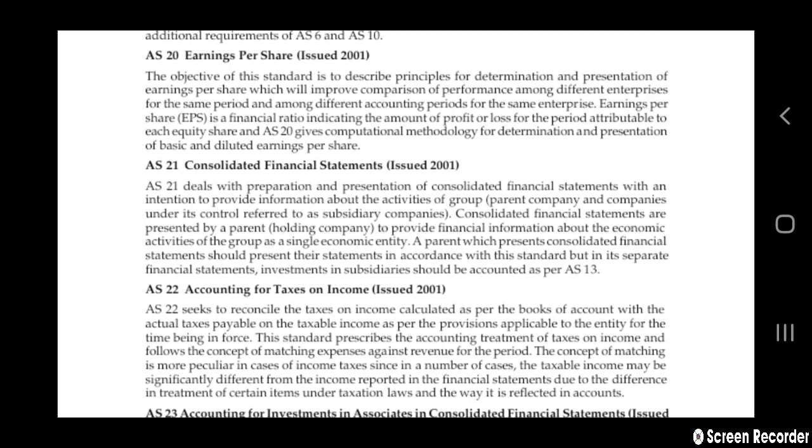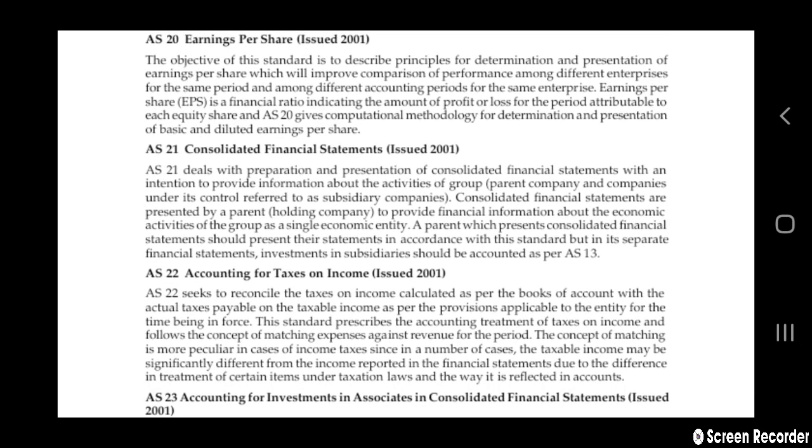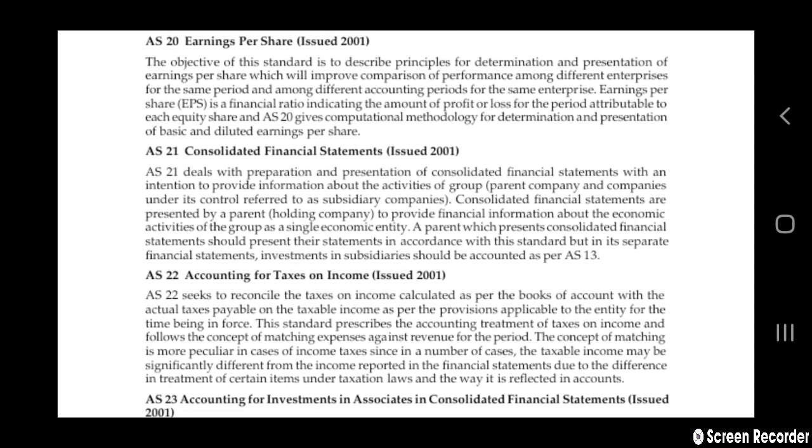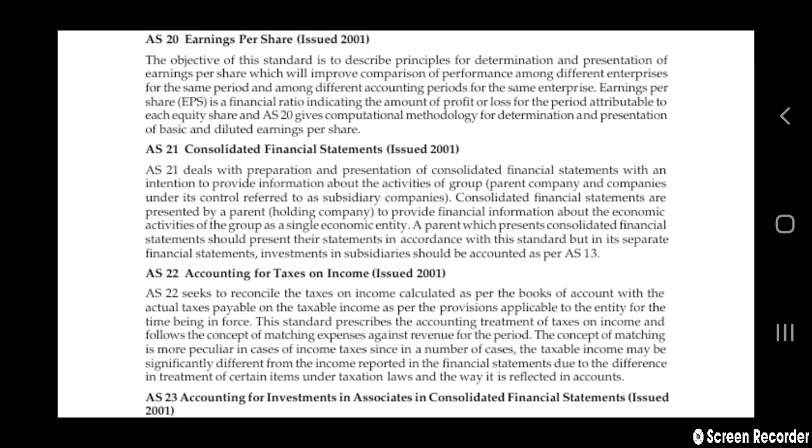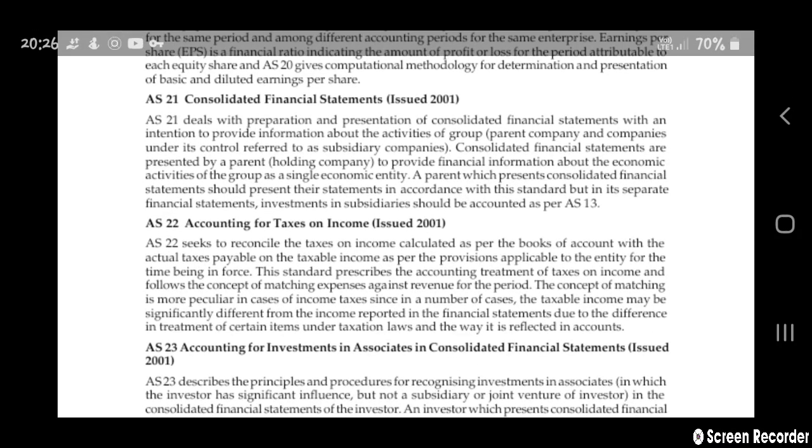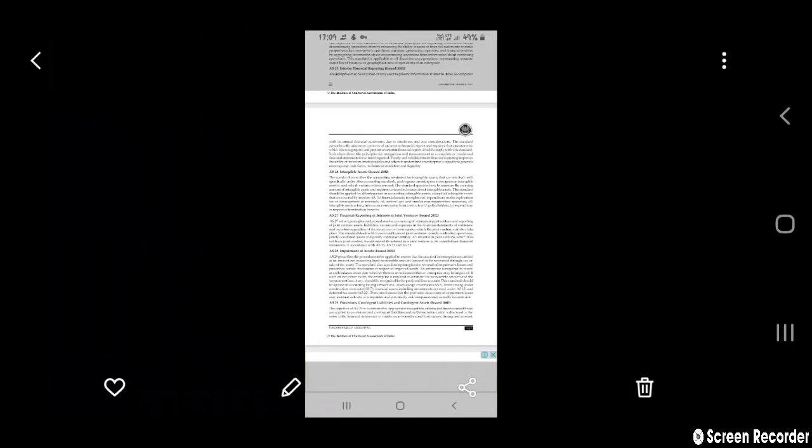Next is AS 20, that is earnings per share, issued in the year 2001. The objective of the standard is to lay down principles for determination and presentation of earnings per share, which will improve comparison of performance among different enterprises for the same period, and among different accounting periods for the same enterprise. Earnings per share, EPS, is a financial ratio indicating the amount of profit or loss for the period attributable to each equity share. AS 20 gives the computational methodology for determination and presentation of basic and diluted earnings per share.